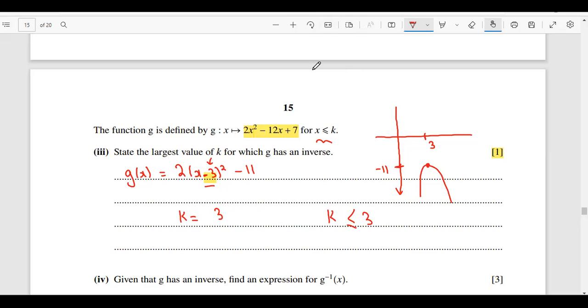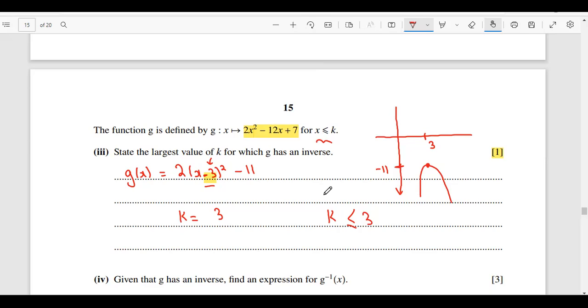The inverse exists whenever the function is continuous, right? And whenever the function is defined at some point, right? So I've made the shape in front of you, and we are talking about x at this point. Okay. So it says state the largest value of k.